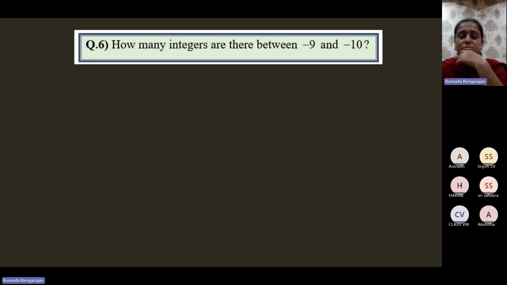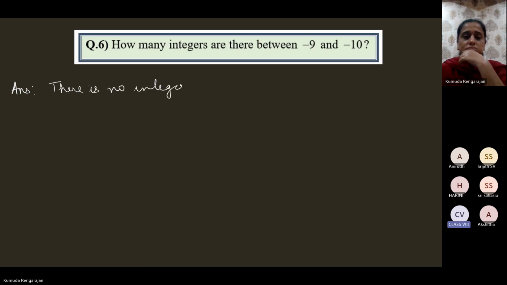How many integers are there between minus 9 and minus 10? No integer, ma'am. Correct. There is no integer lying between minus 9 and minus 10, because they are consecutive integers. Ma'am, if they ask natural numbers or rational numbers, it would be infinity. Correct.